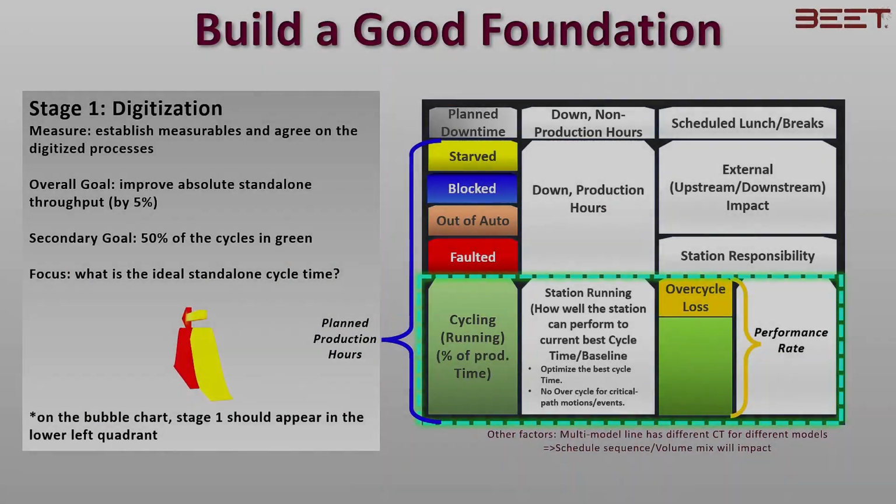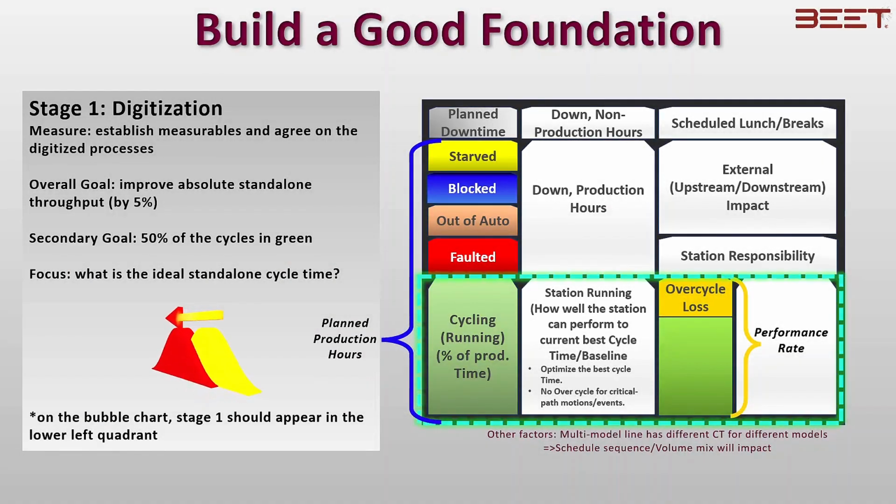The first step in BEET implementation is digitization. We want to focus on when the asset is cycling, based on BEET's built-in analytics. We can then help you establish potential cycle time and reduce overcycle loss. During this stage, the optimized cycle time of this asset should be established. The entire distribution of asset cycle time should be able to shift to the left. We are aiming to improve the absolute standalone cycle time by 5%.